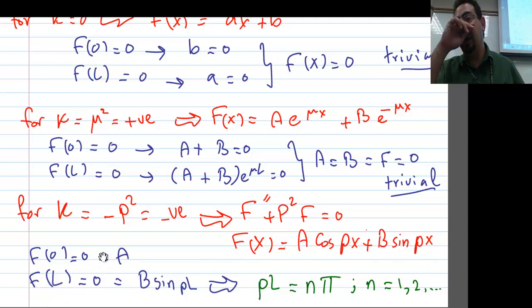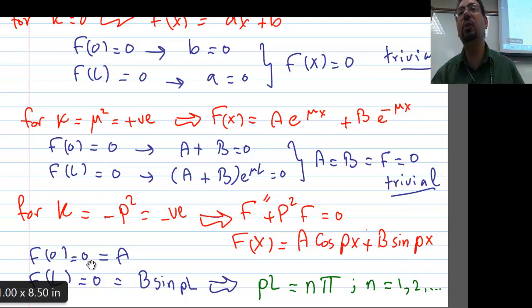Well, now how are we going to get our a and b? Boundary condition. F of 0 should be 0. So when x is 0, cosine 0 is 1, sine 0 is 0. So f of 0 should be basically just a. So 0 equals a. Perfect. Let's cancel this. There is no a. There is only b. Let's do the other boundary condition. F of L is 0. So when it's sine pL, that should be 0. b sine pL is 0.